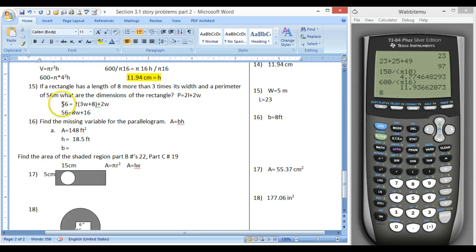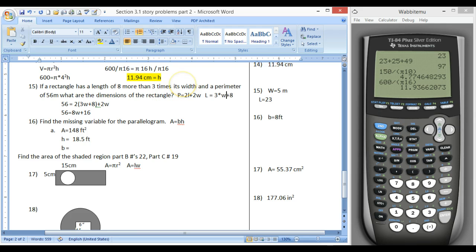Okay, let's double check that. 56 was the perimeter here. If you're not comfortable doing this all at once, we could come off to the side over here and say that the length, and just translate this part. The length is 8 more than, so that means I need to add 8, so it's kind of backwards, 3 times its width.